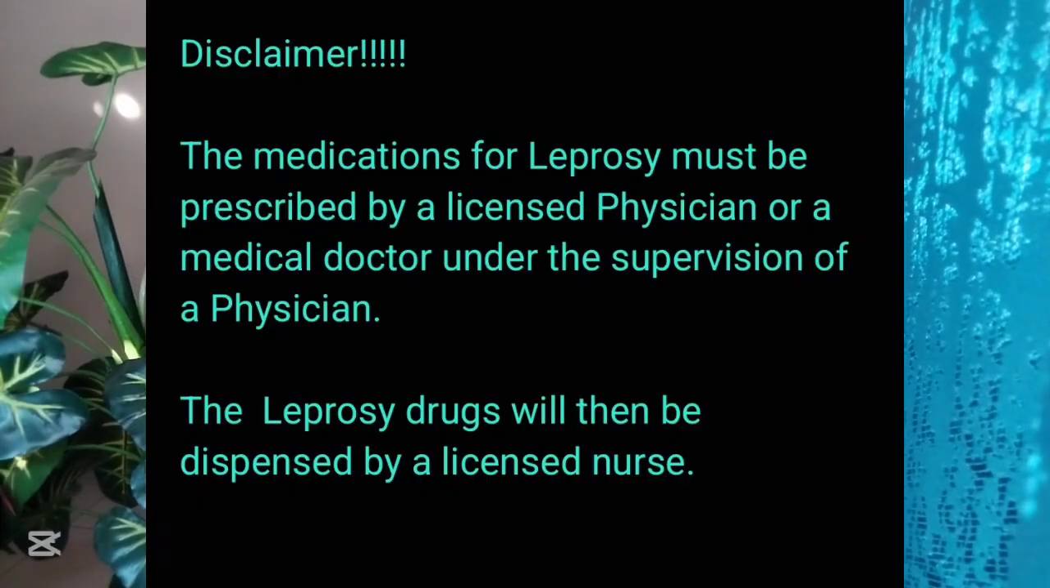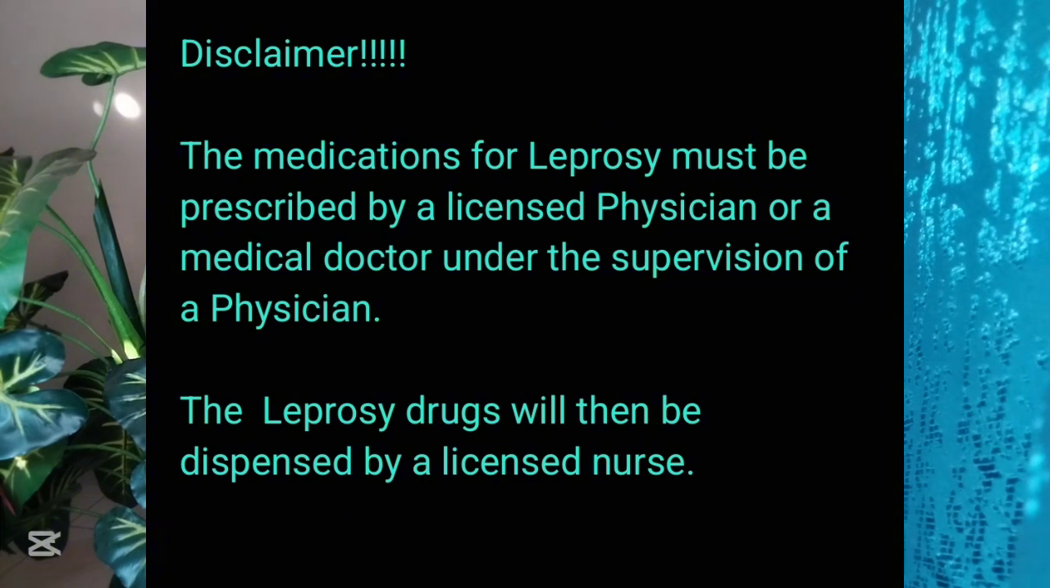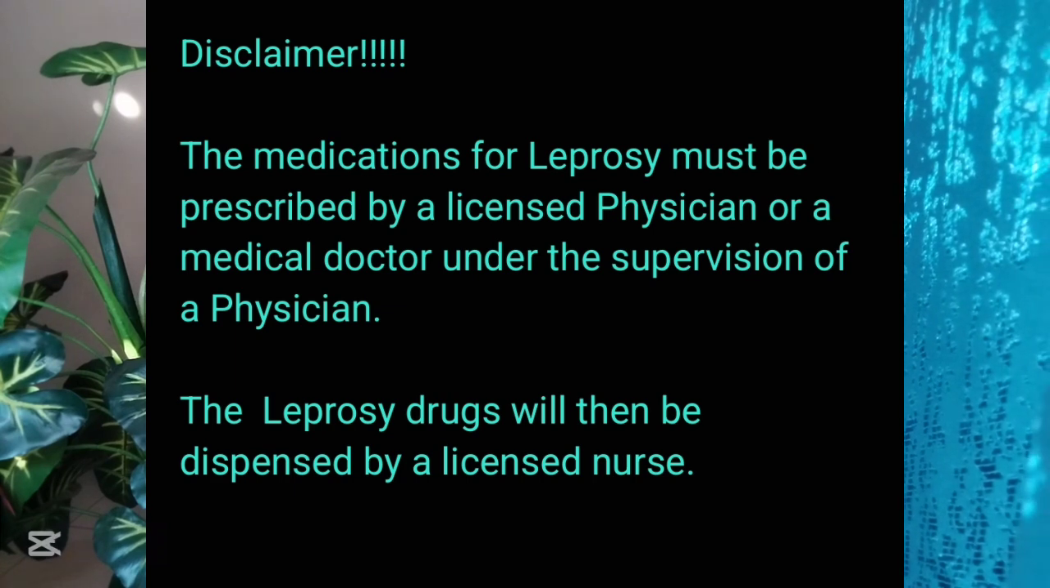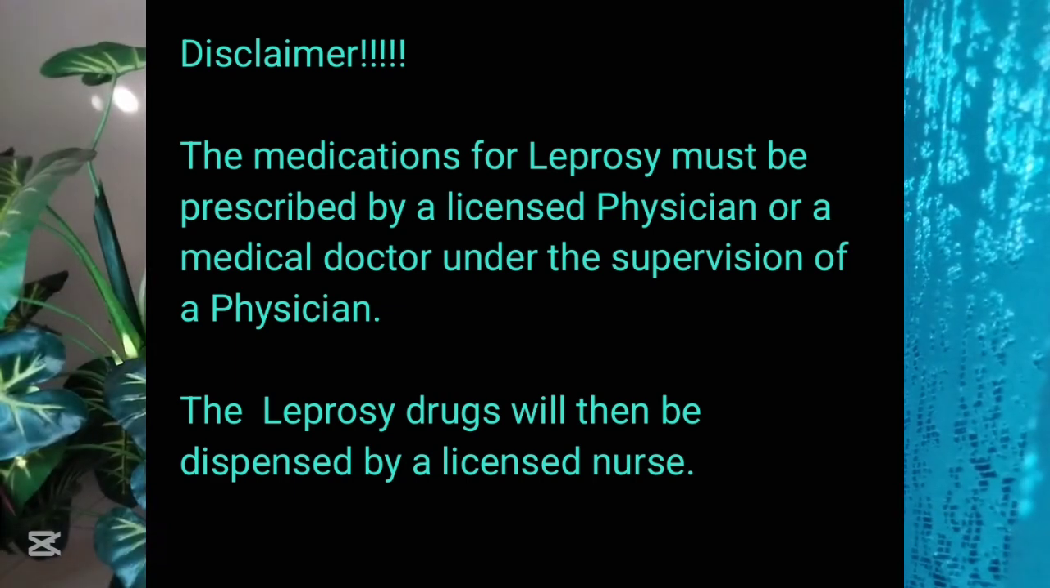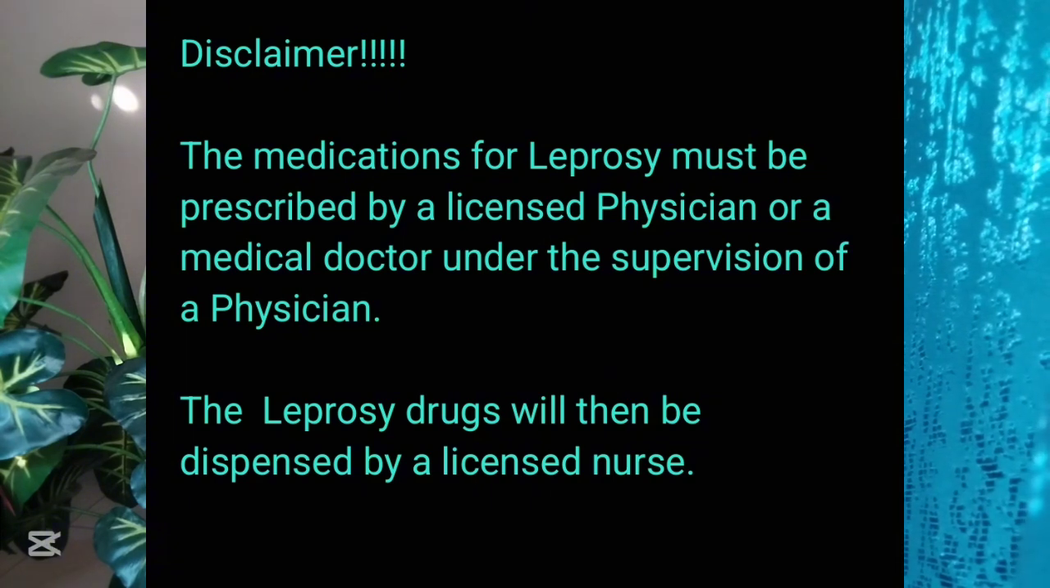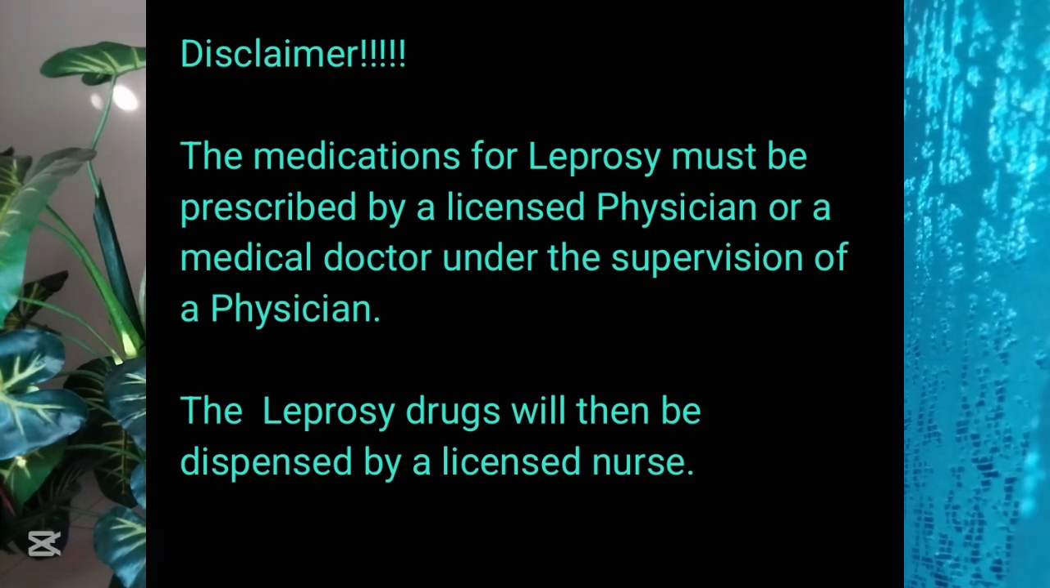For the milder forms of leprosy, the paucibacillary leprosy, for example, tuberculoid leprosy and the borderline tuberculoid leprosy, we can employ a combination of dapsone and rifampicin. For example, the dapsone is supposed to be given daily and rifampicin is given monthly. And these are usually given for a total of 6 months.